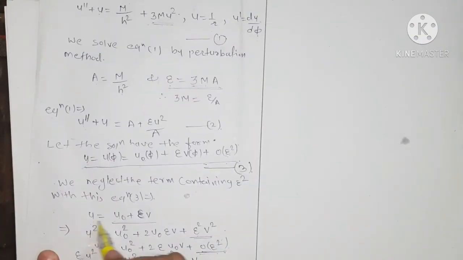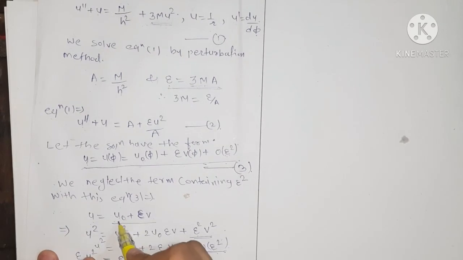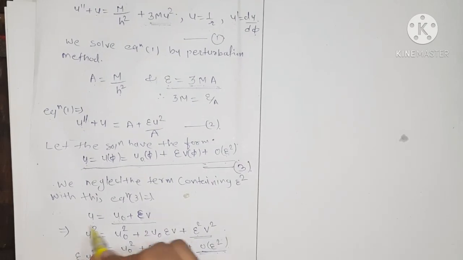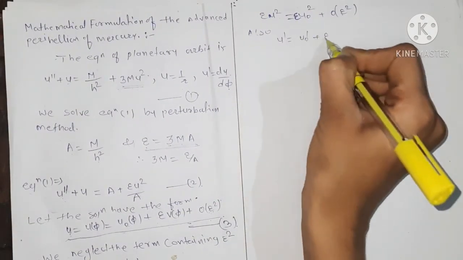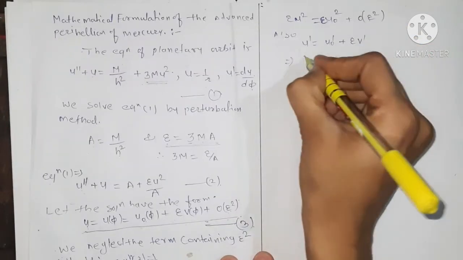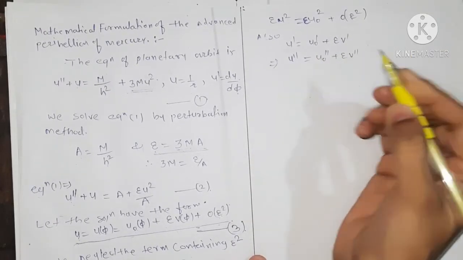Also we have u equals u0 plus epsilon v, so from this u dash equals u0 dash, if we differentiate this, then differentiation of u0 is u0 dash plus, epsilon is a dimensionless quantity which depends nothing on phi, so epsilon is constant, the derivative of v is v dash. So we write the differentiation of this term as u dash equals u0 dash plus epsilon v dash, and therefore this implies u double dash equals u0 double dash plus epsilon v double dash, right?